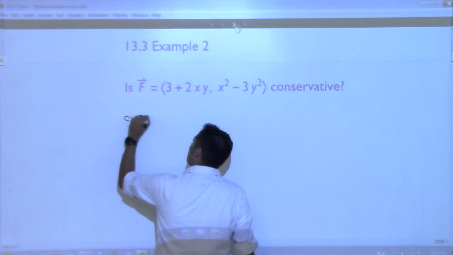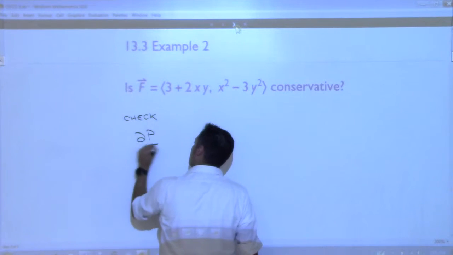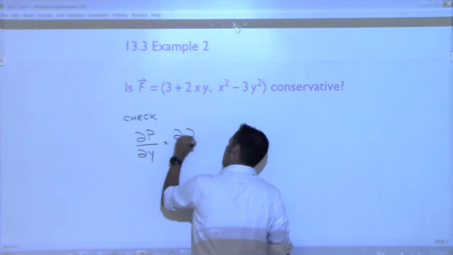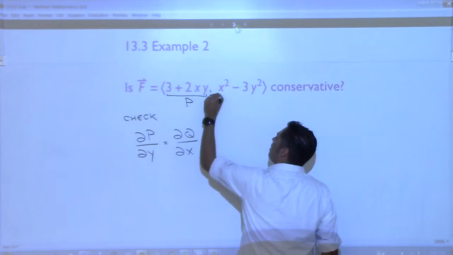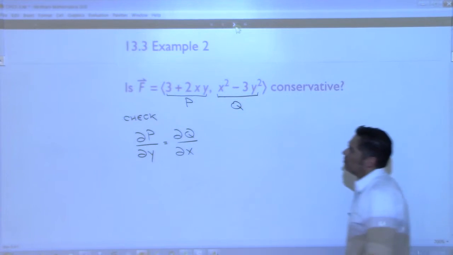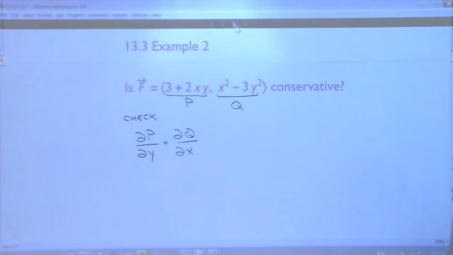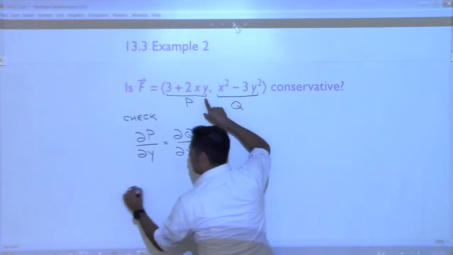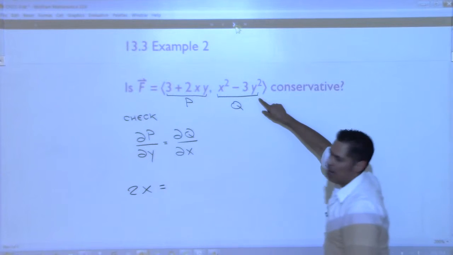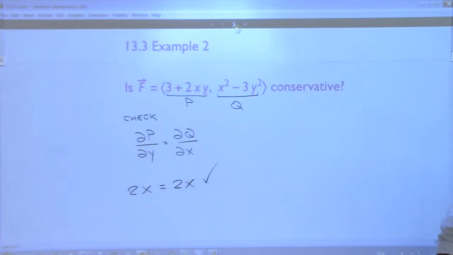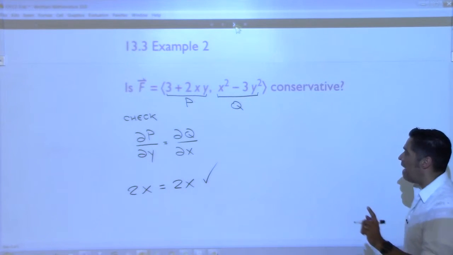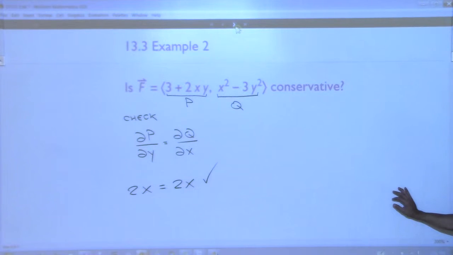We're checking to see, is the partial of p with respect to y equal to the partial of q with respect to x? Now, the first component function is p, and the second component function is q. So what is the partial of p with respect to y? 2x. Is that equal to the partial of q with respect to x? Yes, it is. Therefore, it is a conservative vector field. All right? Which means that we have path independence.